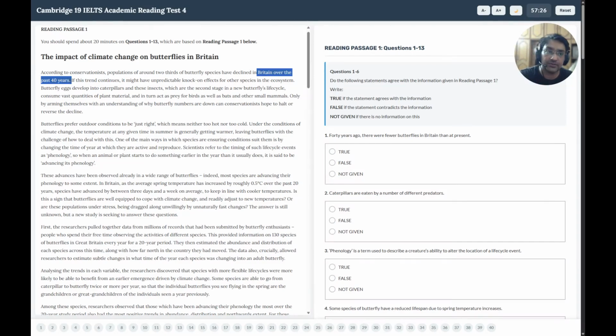So this highlight option is what we provide, but some of our students say that this option is present in the actual IELTS test, and some say it's not. So we cannot guarantee that this feature is going to be present over there.